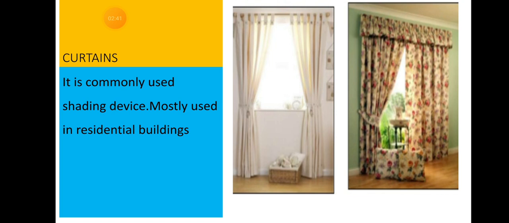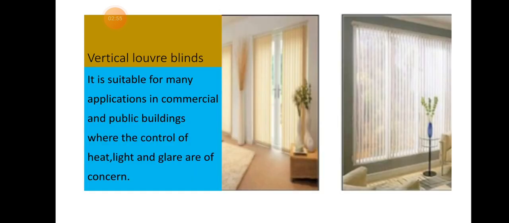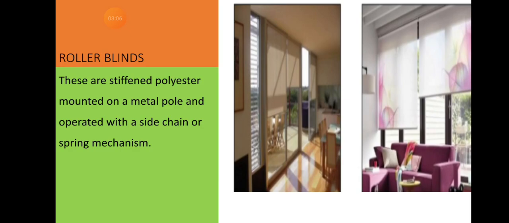So here you can see the curtains. It's a commonly used shading device, mostly used in residential buildings. Then venetian blinds. These are the basic slatted blinds made up of metal or plastic, wood or bamboo. Then vertical louvered blinds. It's suitable for many applications in commercial and public buildings where the control of heat, light and glare are concerned. Then roller blinds. These are stiffened polyester mounted on a metal pole and operated with a side chain or spring mechanism. You might have seen it being operated by a side chain or spring mechanism.